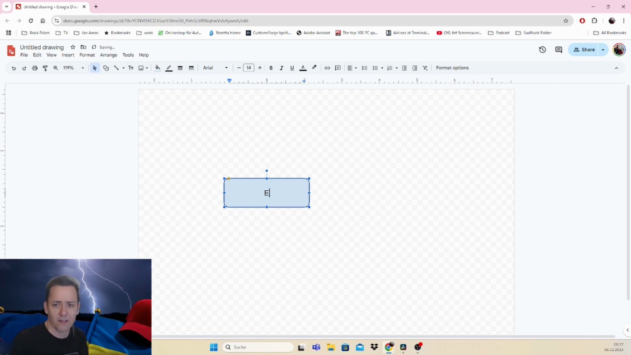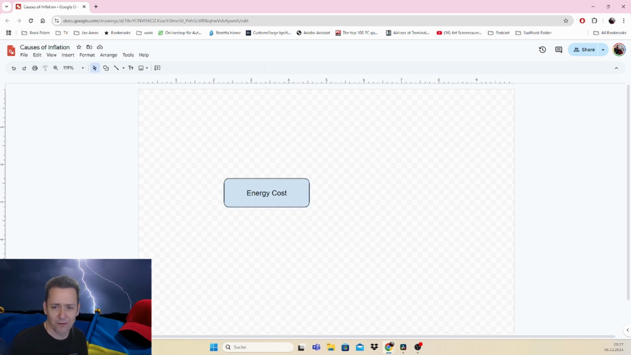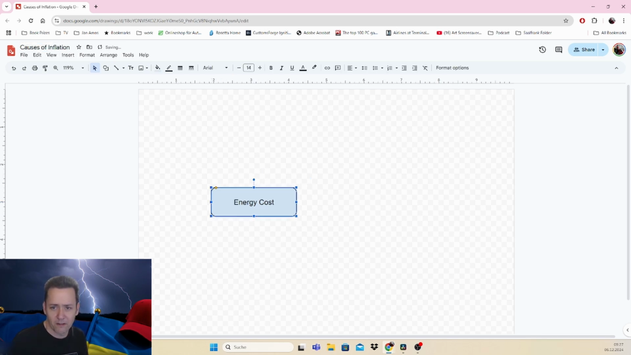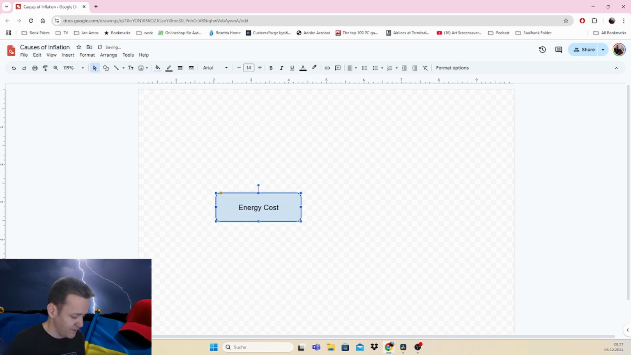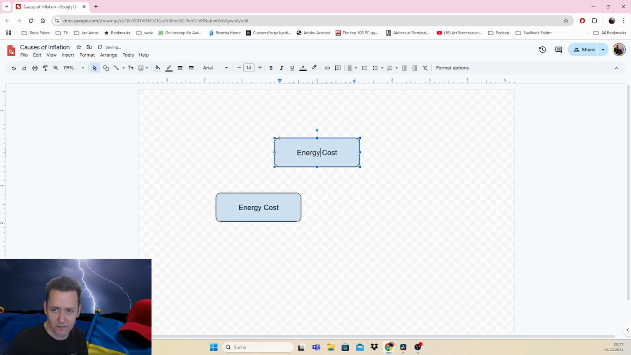So the first cause, and the one that's most present on mind, is energy cost, right? If you have energy costs going up, let me put a little title on this thing real quick. If energy costs increase, then everything becomes more expensive to produce. Transportation gets more expensive, manufacturing gets more expensive, anything that runs in a factory, anything that uses electricity.